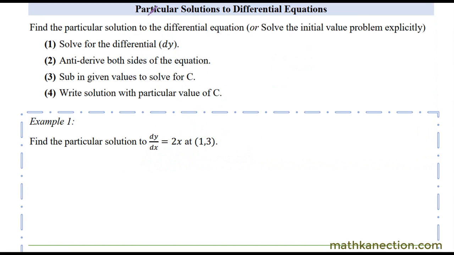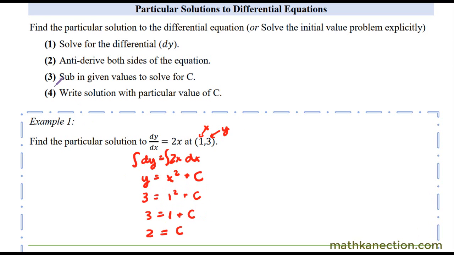So now we're going to find particular solutions to the differential equations. To find the particular solution to the differential equation, or to solve the initial value problem explicitly, we're going to do the same thing where we solve for the differential, and we're going to antiderive both sides of the equation. Solving for the differential, we get dy is equal to 2x dx. Antideriving both sides, we get y is equal to x squared plus c. But now we're looking for a particular solution, so we'll sub in the given values to solve for c. Given x is 1 and y is 3, so we have 3 is equal to 1 squared plus c, so c is equal to 2. So write the solution with that particular value of c.